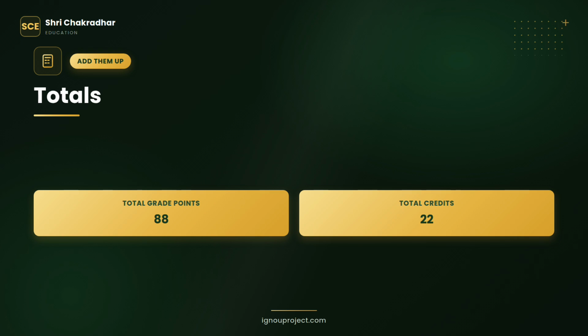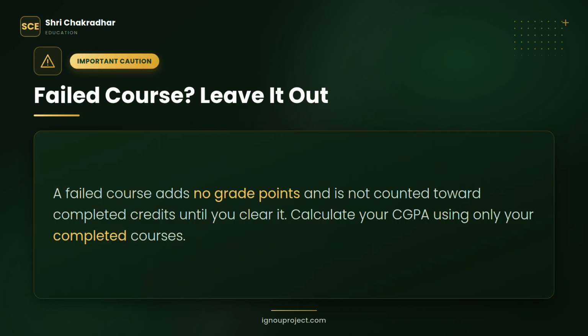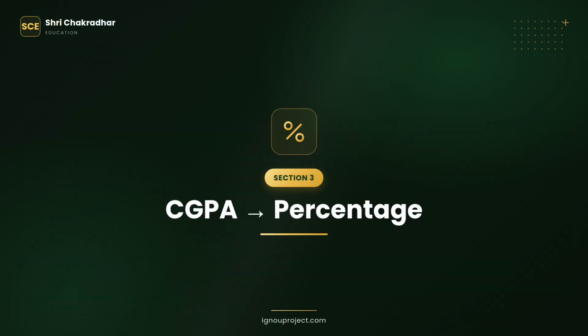Total credits, 6 plus 4 plus 4 plus 6 plus 2 equals 22. 88 divided by 22 equals 4.0. So this student's CGPA is 4.0 on the 5-point scale, a strong result. One caution. A failed course does not add grade points and IGNOU does not count it toward your completed credits until you clear it. So calculate your CGPA using your completed courses.